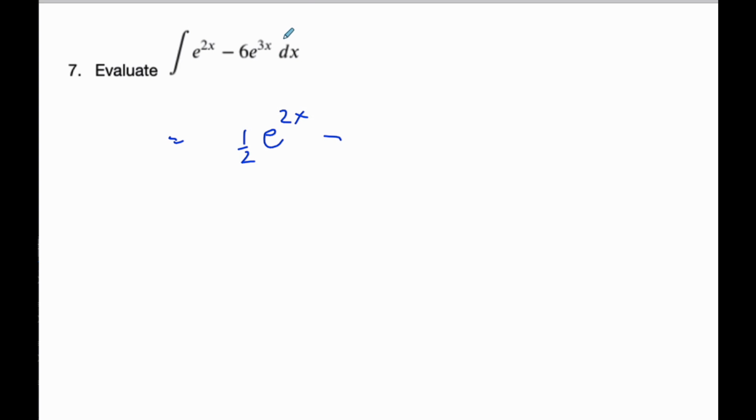Similarly, if I do the next one, I have 6e to the 3x, because the antiderivative of e to the 3x is e to the 3x. But then I have to chain rule this. The derivative of 3x is 3, so I have to divide by that coefficient, plus c. And now I get 1/2 e to the 2x minus 2e to the 3x plus c.